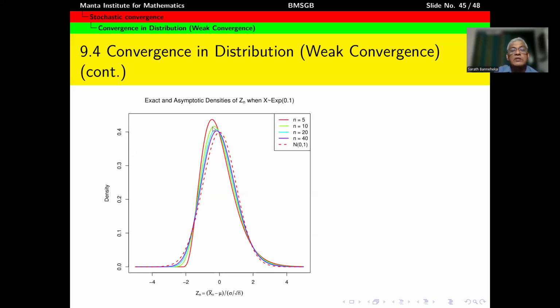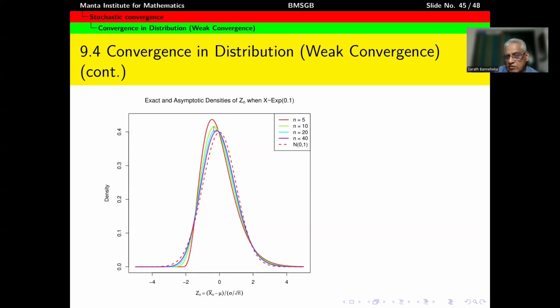Then this one is the theoretical distribution of Z10. This one is the theoretical distribution of Z20. And the next one is the theoretical distribution of Z40. So you can see this even when n is equal to 40. And this dashed line is actually the standard normal distribution. So when n is equal to 5, you can see that the theoretical distribution of Z5 and the standard normal distribution are quite different.